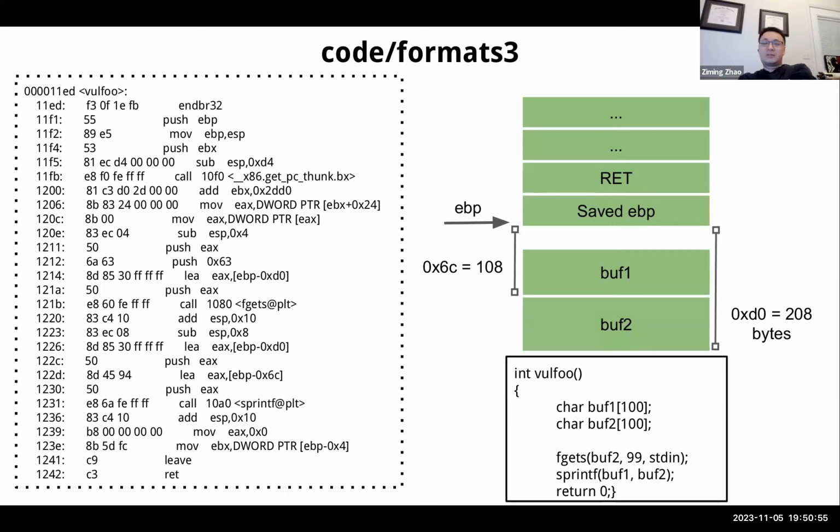So how do we do this? We just put shellcode on the stack, then we just overwrite the return address. That's it. Let's try that.